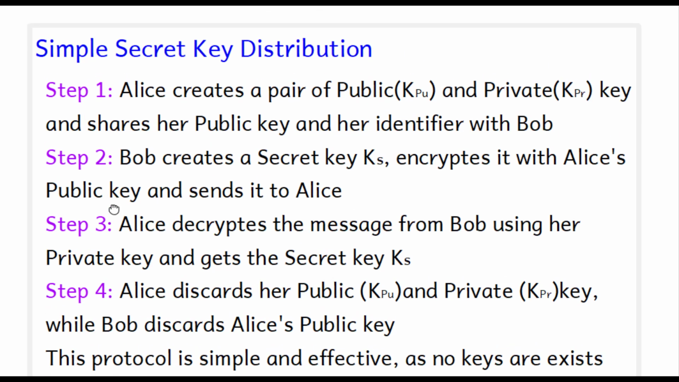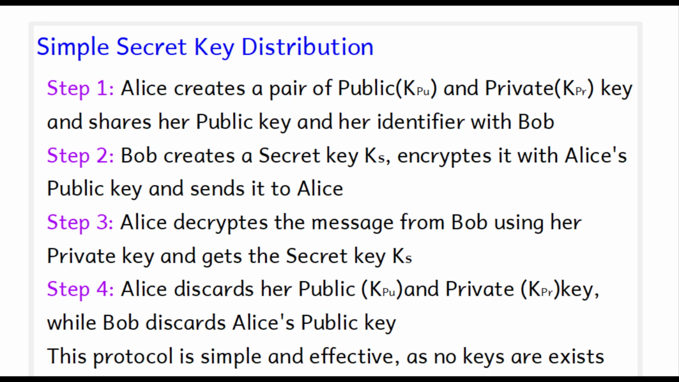So how does it work? Let us assume we have Alice and Bob. They want to share a symmetric key, a session key we can say. So how does it occur? Alice creates a pair of public and private keys, KPU and KPR. Alice uses a particular asymmetric key generation algorithm and generates these two keys. The public key she shares with everyone, and the private key she does not share with anybody.